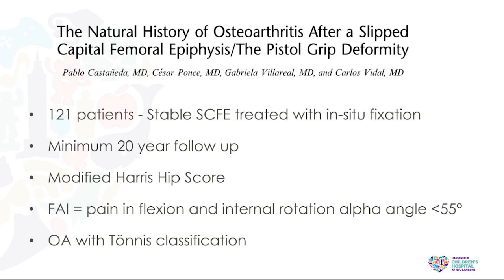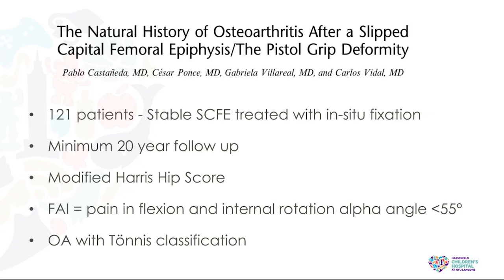We used a modified Harris hip score, and we called it FAI when there was pain on flexion below 90 degrees of flexion and below 15 degrees of internal rotation. Because some people would say that if the impingement sign isn't causing pain, it's because you're not doing it right, and eventually everyone gets impingement.